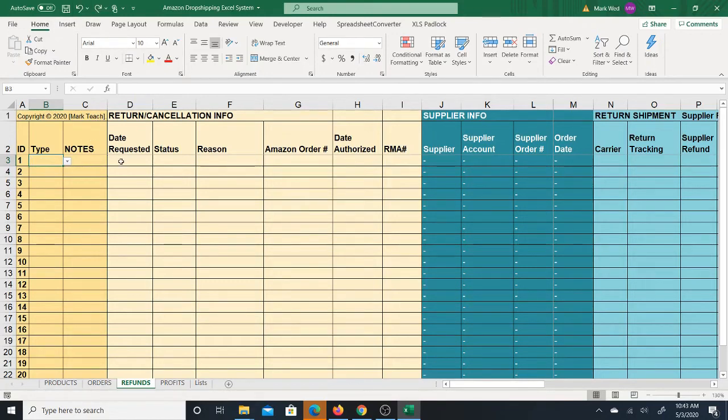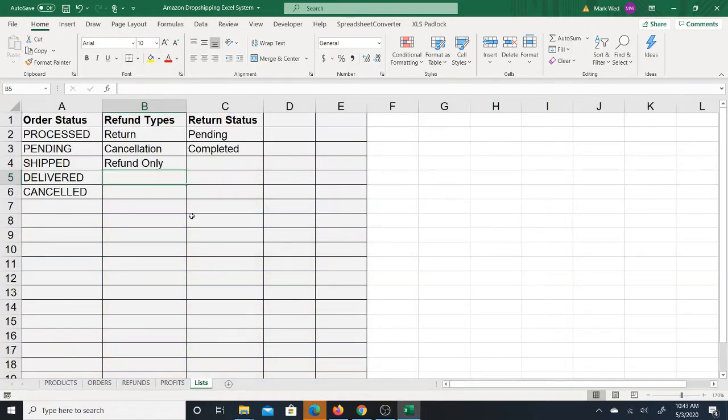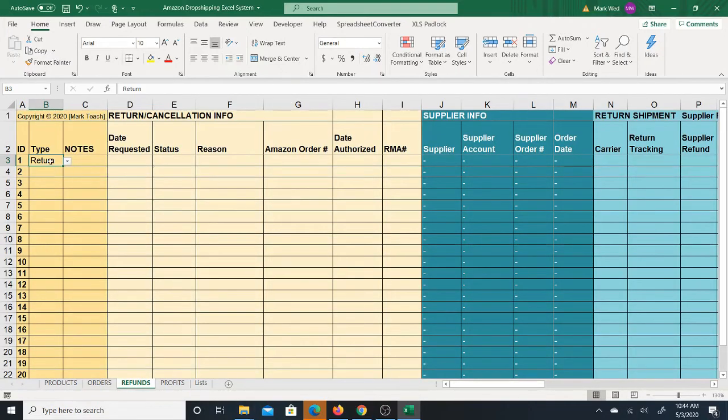So this is the returns or refunds sheet of my Amazon Dropshipping Excel system. You can use this to process any situation or any order where you're having to refund the buyer, which means returns, cancellations. You can pick what type of situation it is here, such as return, cancellation, refund only. But you can also change these on the list under refund types. You can just add to or change the options. And once you do that, it will be reflected over here.